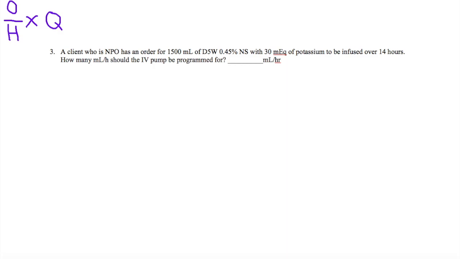In this problem, we have a client who is NPO with an order for 1,500 mils of D5W 0.45% normal saline with 30 milliequivalents of potassium to be infused over 14 hours. How many mils per hour should the IV pump be programmed for? This would be a good place to pause if you would like to try and solve this problem on your own before I work it out.